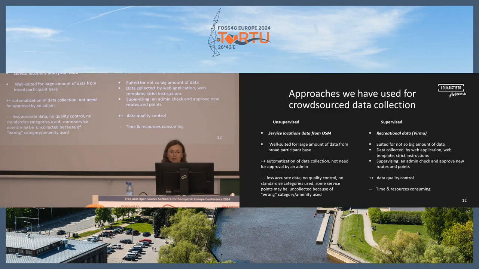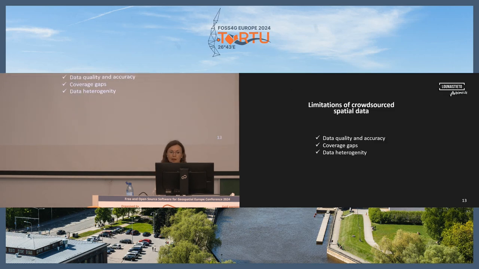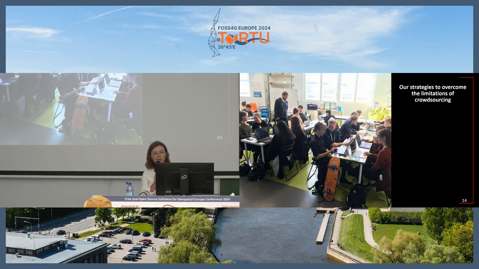And okay, just a word about the approaches we used for crowdsourced data collection. For service locations from OpenStreetMap, we used an unsupervised approach. We don't maintain the quality of the data, we just automatically filter the data we are interested in for our database. In the case of Virma, we supervise data inputs because we want the data to be of high quality. As you may know, crowdsourced spatial data has many limitations. It is about data quality and accuracy, there are coverage gaps, and data can be heterogeneous.